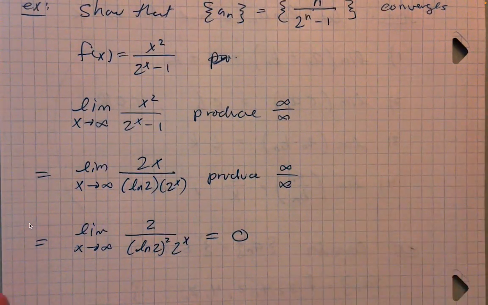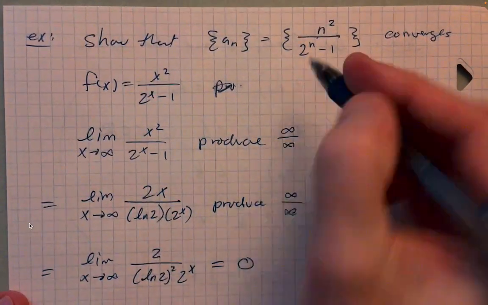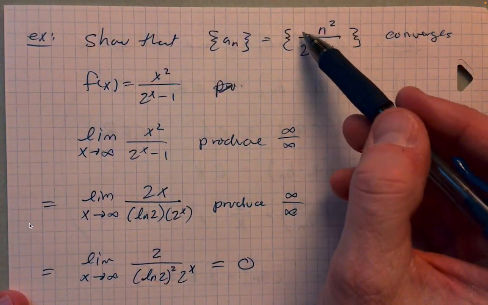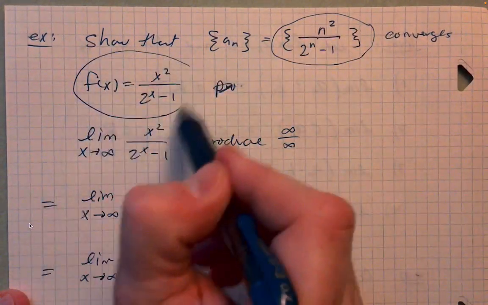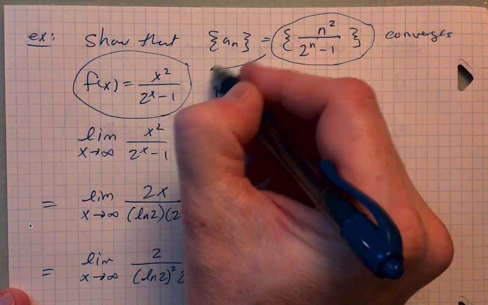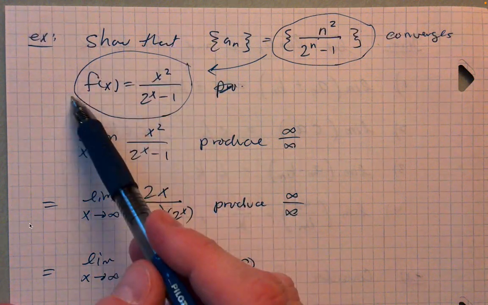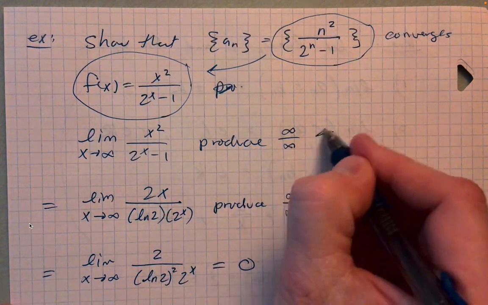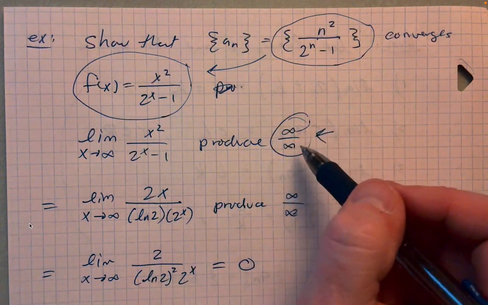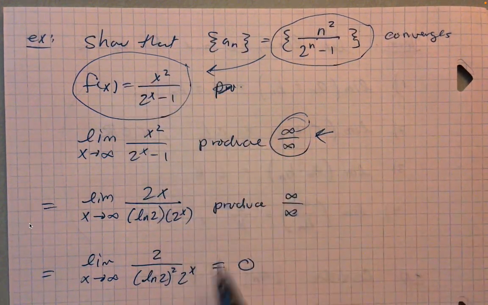Okay, so let's recap, because the chain of implication here is important. What did we do here? We started with this sequence, and we said we're going to use the fact that this sequence is the same as this function at all integer values. So we're going to use this as our proxy. The reason we need to consider this as a function is because we have to take derivatives. We looked at this and saw we've got an indeterminate form here. Because we're thinking of this as a function, we can calculate the derivative.